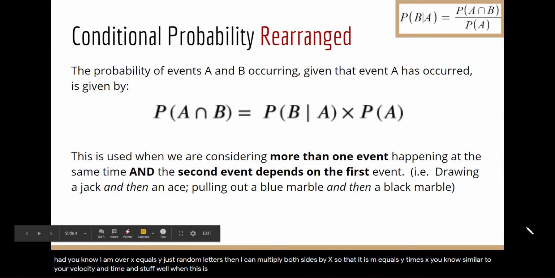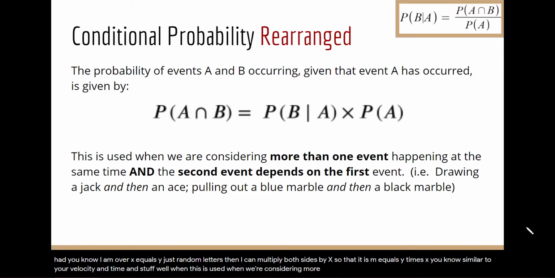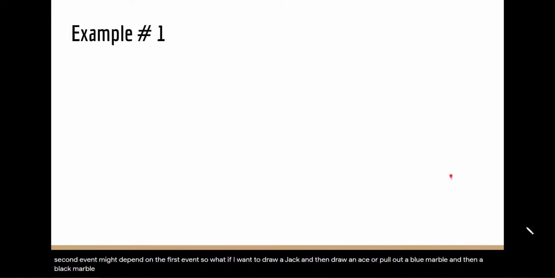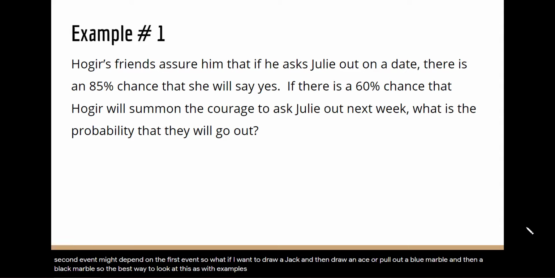Well, this is used when we're considering more than one event happening at the same time, and the second event might depend on the first event. So what if I want to draw a jack and then draw an ace, or pull out a blue marble and then a black marble? So the best way to look at this is with examples. So we're going to go with this.